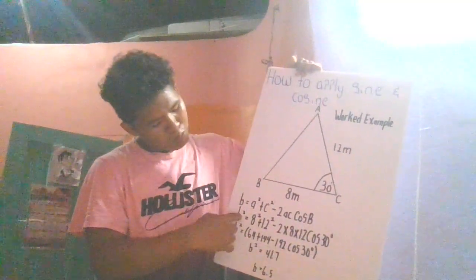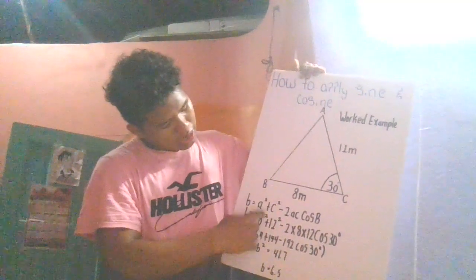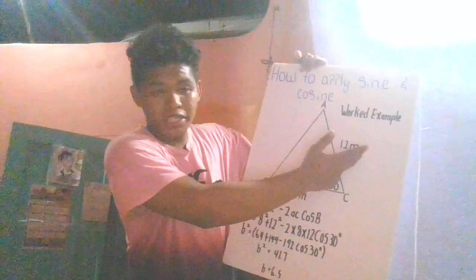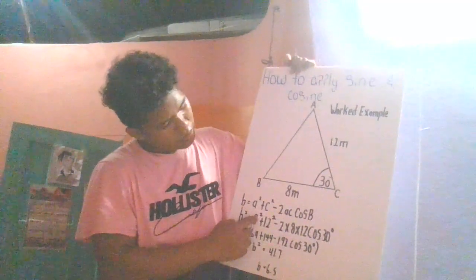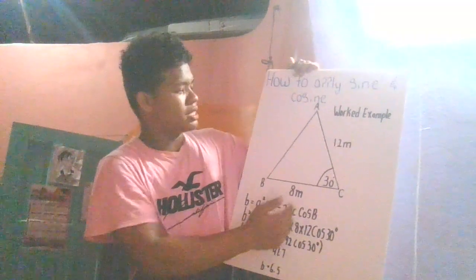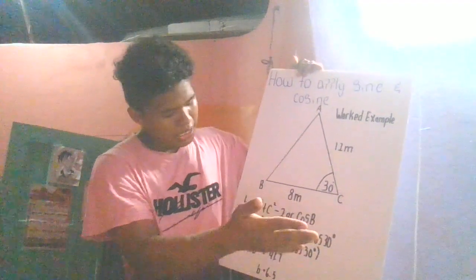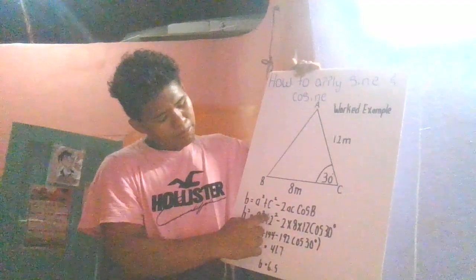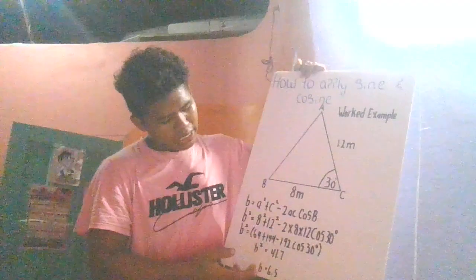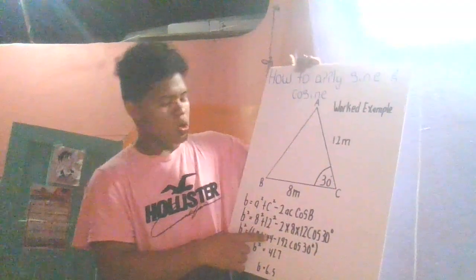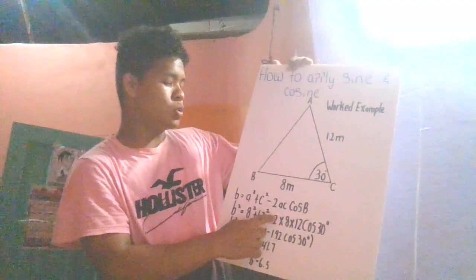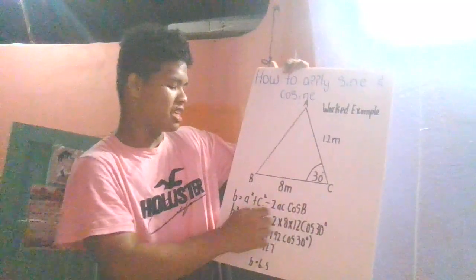So now let us go into the formula. Let's apply it. So b squared, and the a here is this 12, and the c here is this 8 meters. So we have 8 squared plus 12 squared. So 8 times 8 is 64, 12 times 12 is 144. Then we have 2 times 8 times 12.